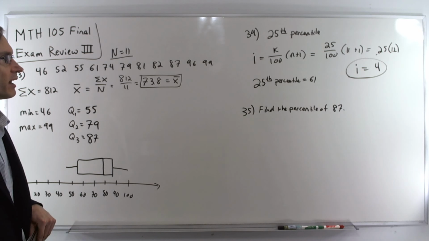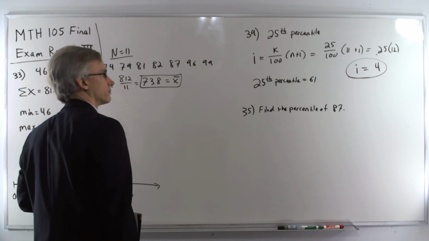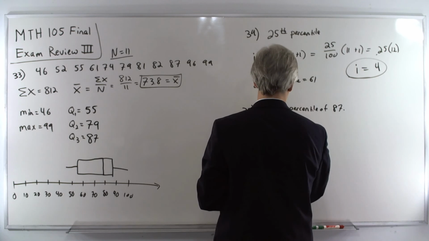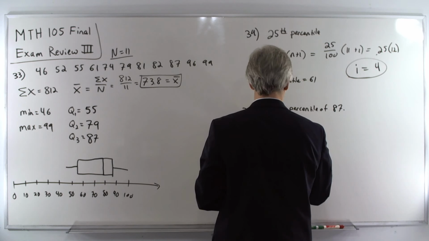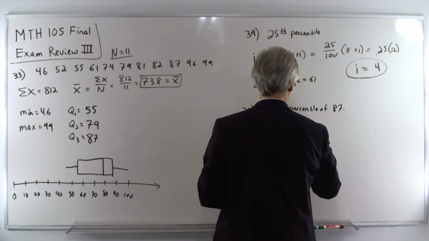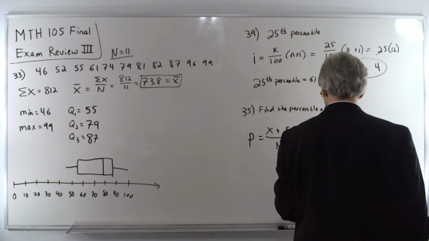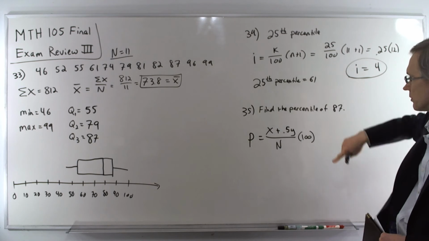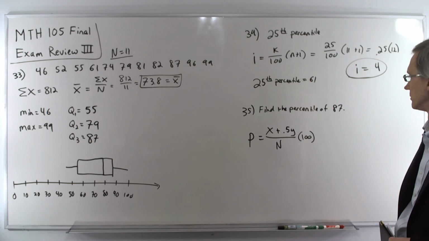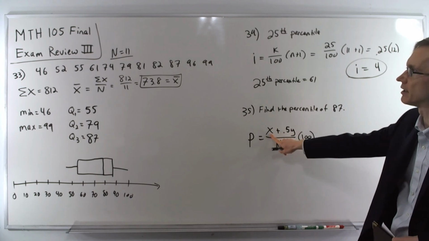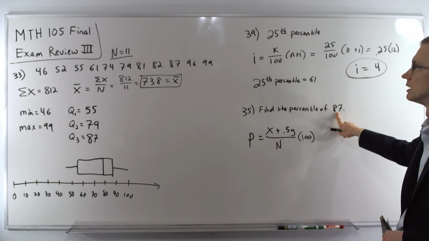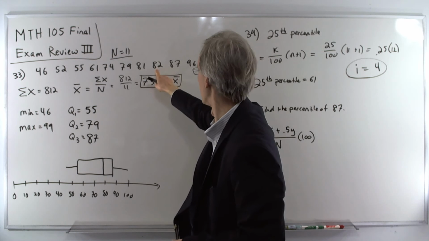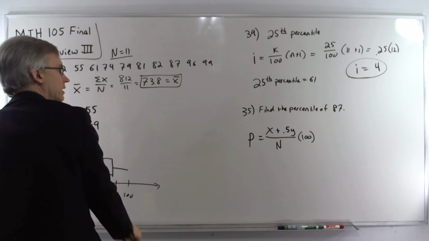Now we want to find the percentile for 87. All right, so we use a different equation for this one. That's one of the biggest mistakes I see is people mixing up these two equations. Now in this equation, x represents the number of data items to the left of 87. So we'll find 87, and we'll count the number of data items to the left of it. Don't include 87. All right, we got 1, 2, 3, 4, 5, 6, 7, 8. 8 data items.